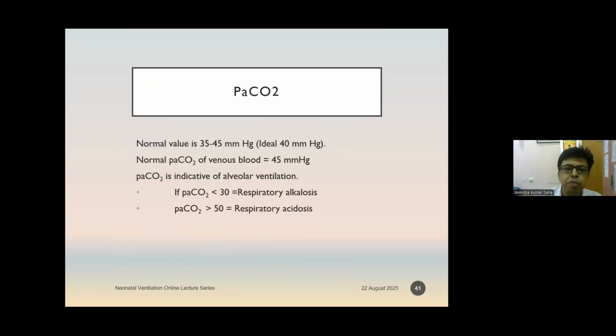Next component is PaCO2. The normal value is 35 to 45 millimeter of mercury, and it indicates only alveolar ventilation. If PCO2 is less than 35, it is respiratory alkalosis, and if it is more than 45, it is respiratory acidosis.